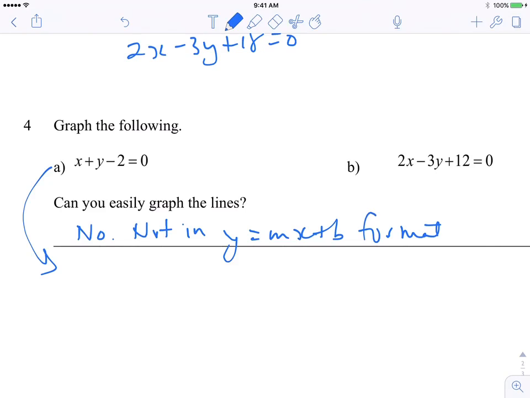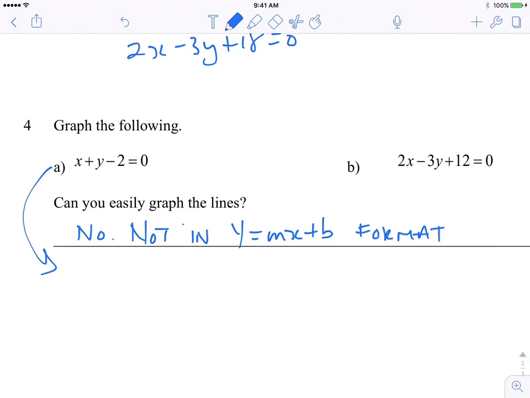Okay, but we're going to make that into y equal mx plus b format, and that looks like chicken scratch. So I'm going to rewrite that for you here.